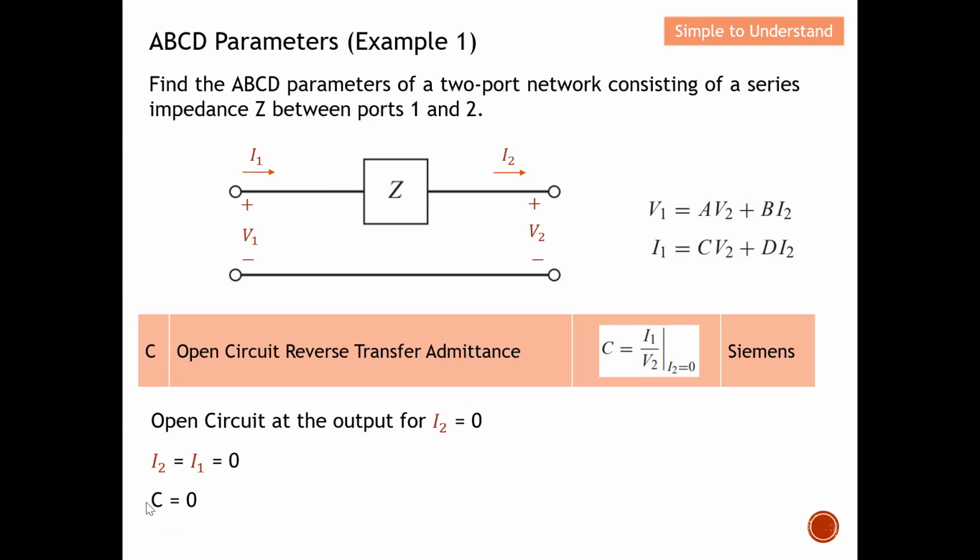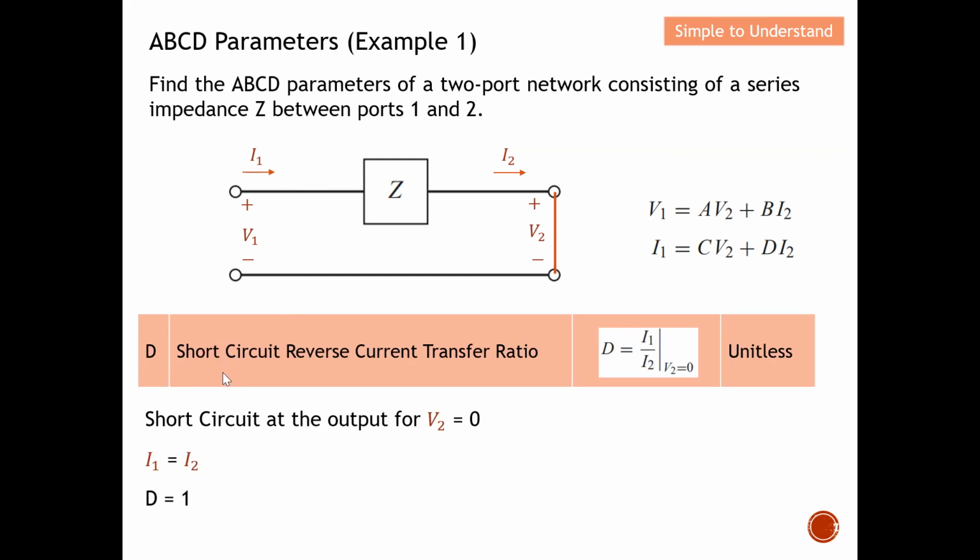So the third ABCD parameter C, which I have found for this so-called series impedance Z between port 1 and port 2, will be equal to 0. Now let's move on to D.